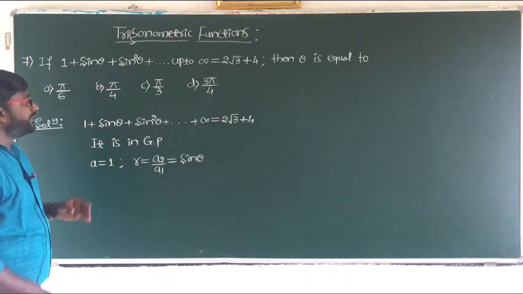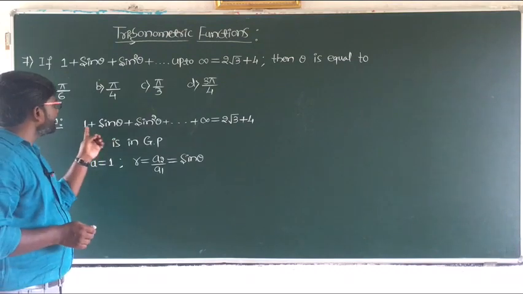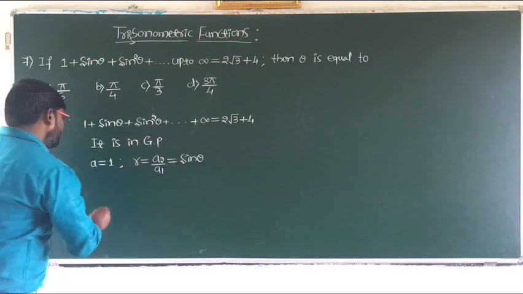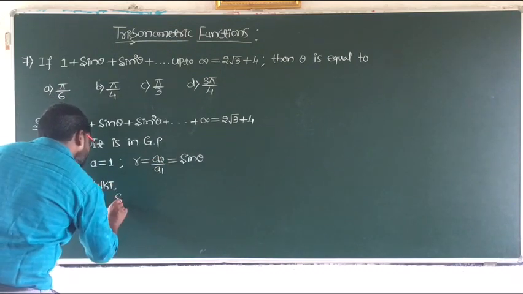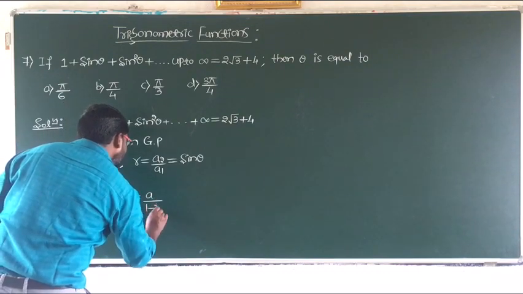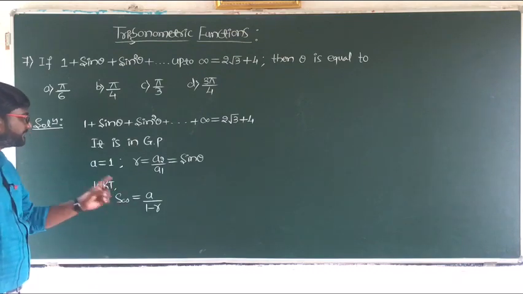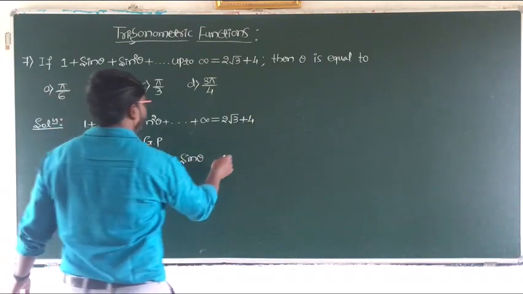Now in geometric progression we know the S infinity formula. He has given the sum of terms up to infinity, that means it is S infinity. So we know that S infinity is equal to a divided by 1 minus r. This is the standard formula. He has given the sum of terms up to infinity, it is 2 root 3 plus 4. So let us solve this.